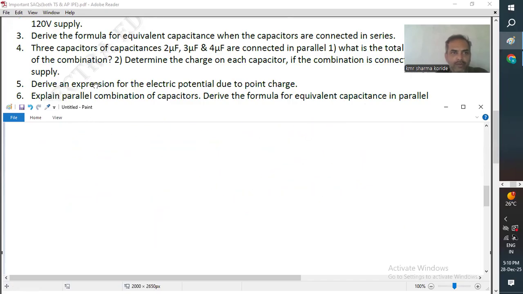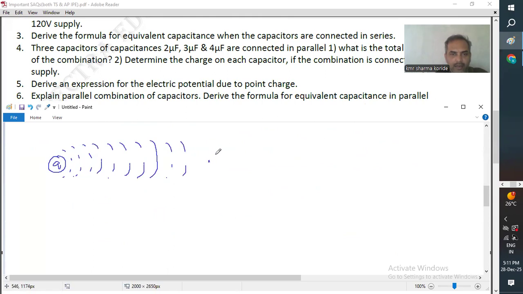We need to go for the derivation. Derivation for the electric potential due to a point charge. Consider a point charge Q here. So there will be a field around this. We need to find out its potential at a point.